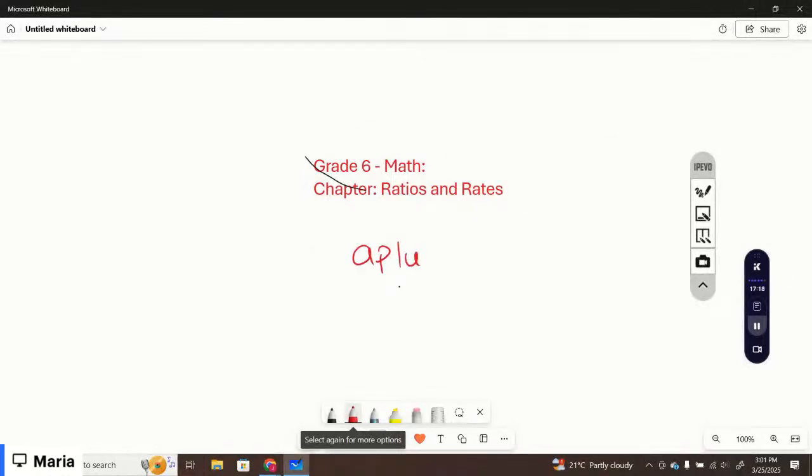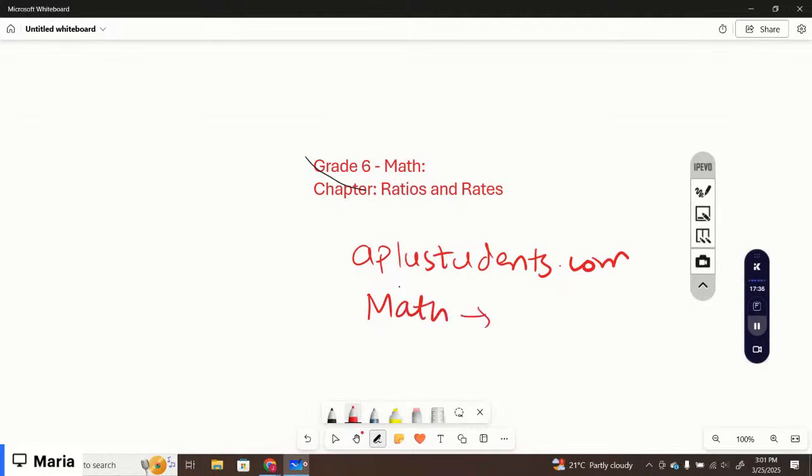You can find all the lessons on eclassstudents.com. You have to log in there using your email address and password as provided by the administrator. Then you have to select math from the subject tab. Scroll down to grade 6 math and then click on view all lessons. There you can find the list of the chapters. We're going to start with the chapter ratios and rates.